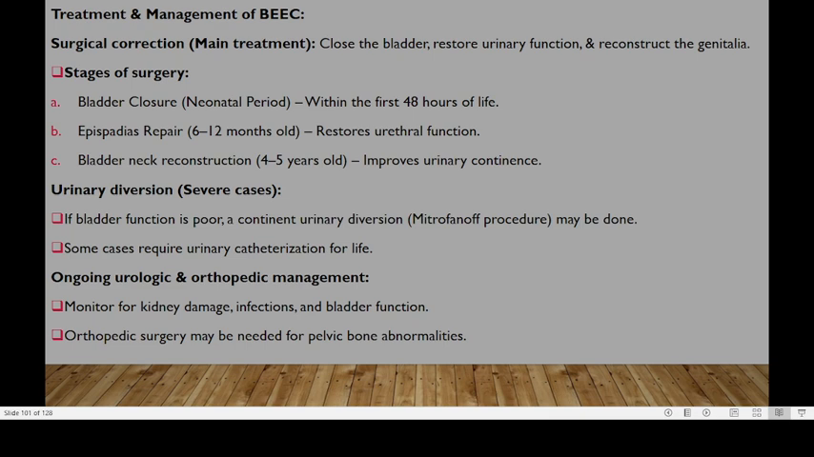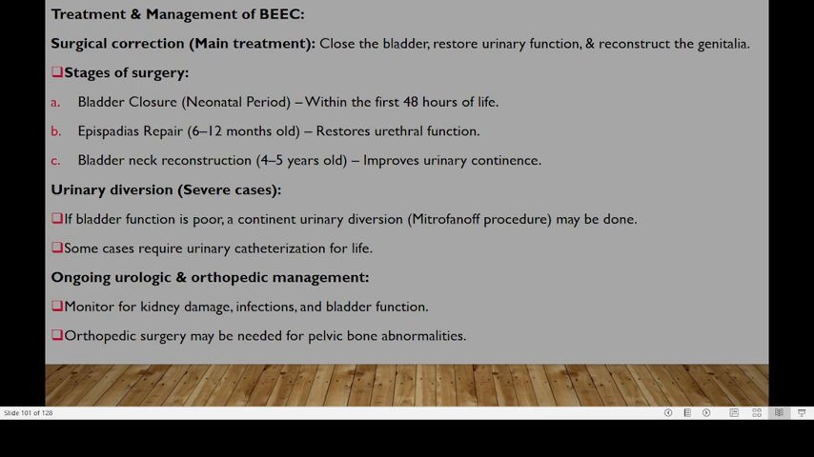So we do it in stages. We have the bladder closure in the neonatal period, that is within the first 48 hours of life. Then we do epispadias repair. This will help restore urethral function, that is between the 6th to the 12th month. And then finally we do the bladder neck reconstruction around 4 to 5 years of age. So this will help improve urinary continence.